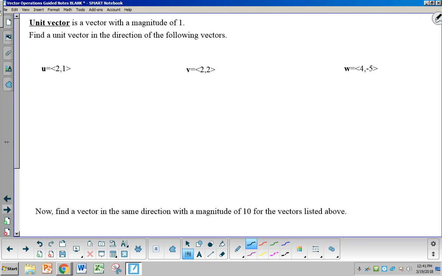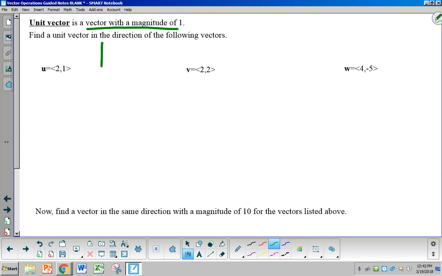All right, next. We have to talk about something called a unit vector. Where have we heard the word unit before? Unit circle. Why do we call it a unit circle? Because all the radius is 1. And so a unit vector is going to have a magnitude of 1. That's a big deal. Now, how do we create a unit vector in the direction of the following vectors?